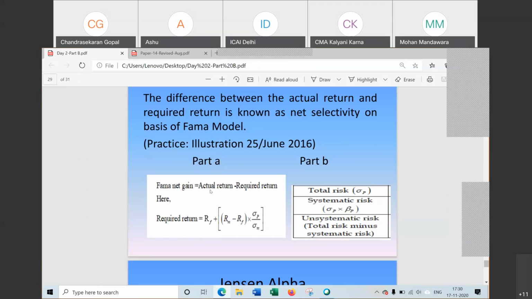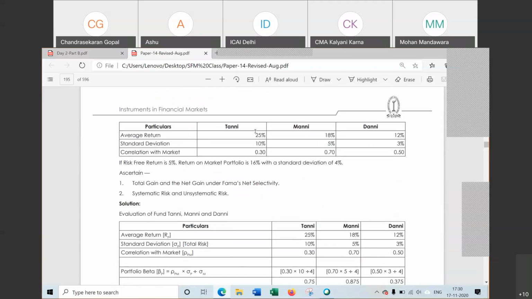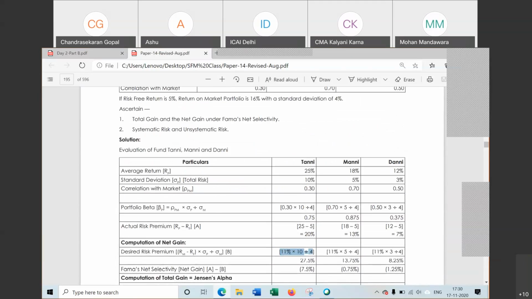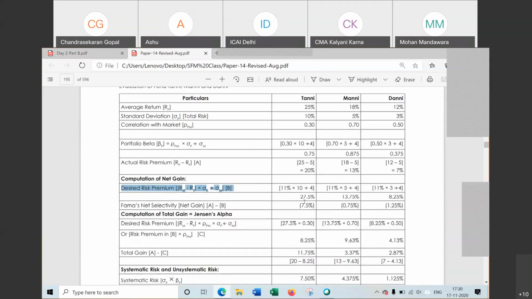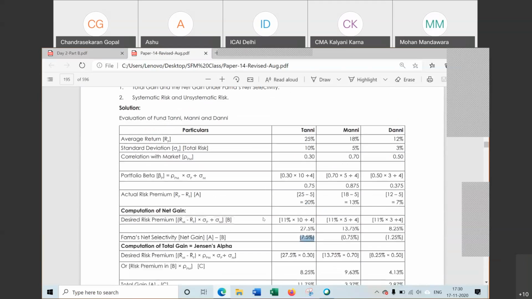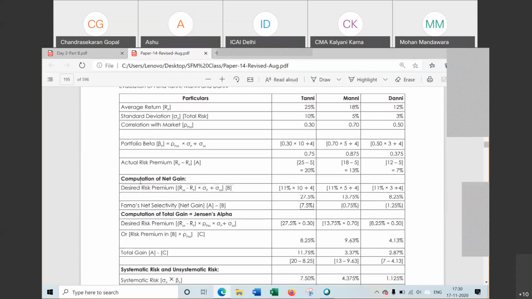So pharma net gain is actual return minus required return. Actual return is given. Actual return is 25. Required return we have computed in this step. Now pharma net gain will be the difference between this and this value, that is minus, pharma net gain. This computation, RP minus RF. One computation will be step 1. This one has been done.